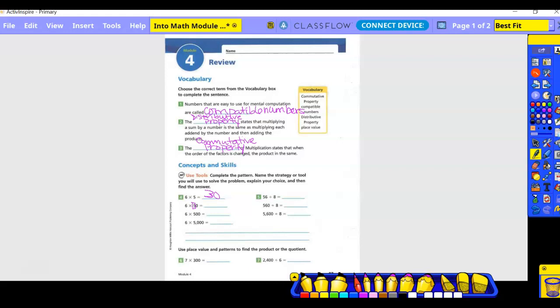So 6 times 5 is 30, and then add a 0. Put 5 in our box again, and then 6 times 5 is 30, and add 2 zeros. If there's 3,000, go back in and add your comma. Put 5 in a box. 6 times 5 is 30, and then add 3 zeros. So 30,000. Okay, so that was multiplication.